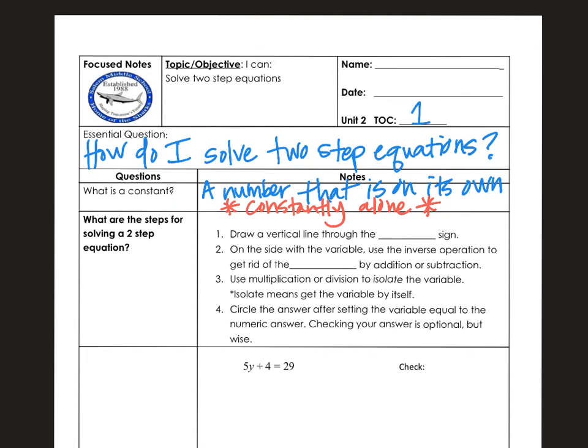Alrighty, what are the steps for solving a two-step equation? First, you're going to draw a vertical line through the equal sign. On the side with the variable, use the inverse operation, so the opposite, to get rid of the constant by addition or subtraction. Then you're going to use multiplication or division to isolate the variable, so this means get it by itself. And then you're going to circle your answer after setting the variable equal to the numeric answer. And it's really important for you guys to check your answer as well.